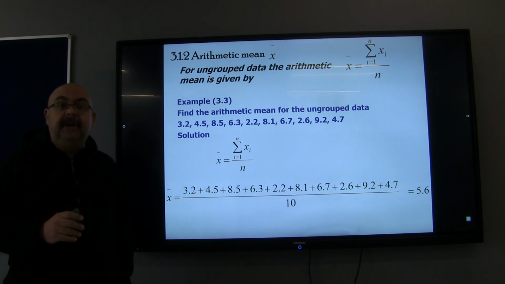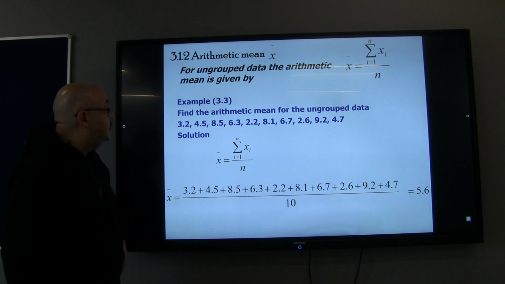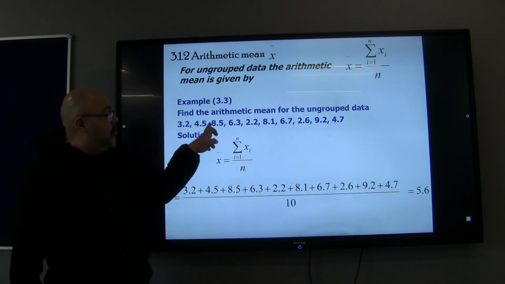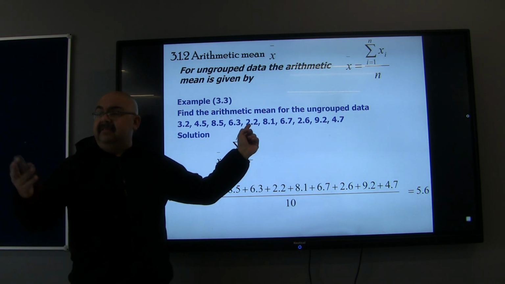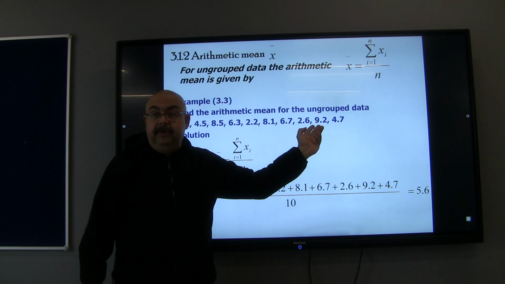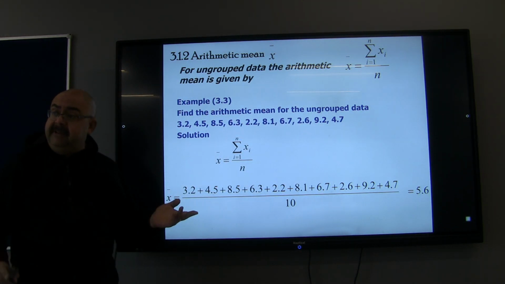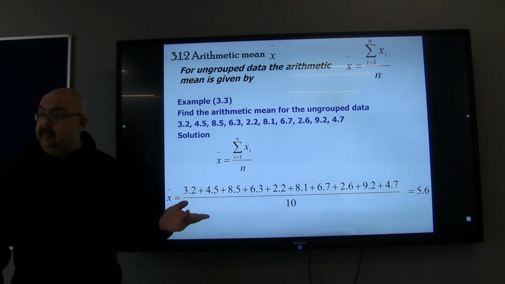Okay, can you get the mid-range? Okay, you can define mid-range. What's the mid-range for these values? The lowest value of all of them is going to be 2.2. The highest value is going to be 9.2. The sum of them is going to be 11.4 divided by 2. So it's going to be 5.7, which is very, very nice compared to 5.6.